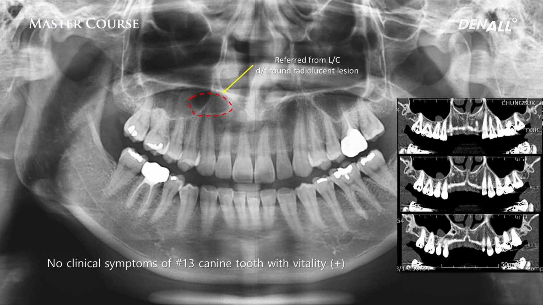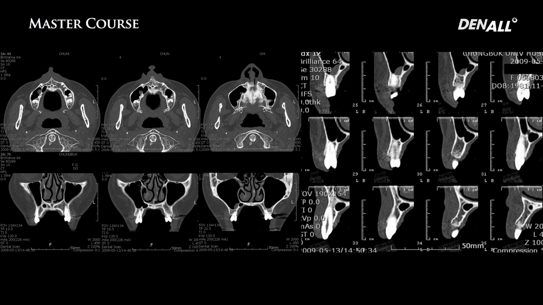I took CT. On CT, the sinus looks clean, and there is something in the form of polyp. CT was not taken just because of polyp, but for number 13. On the apex side, there is like a cyst-like lesion. There is a radiolucency here. In order to evaluate this, a CT was taken and polyp was observed. I reviewed the CT.